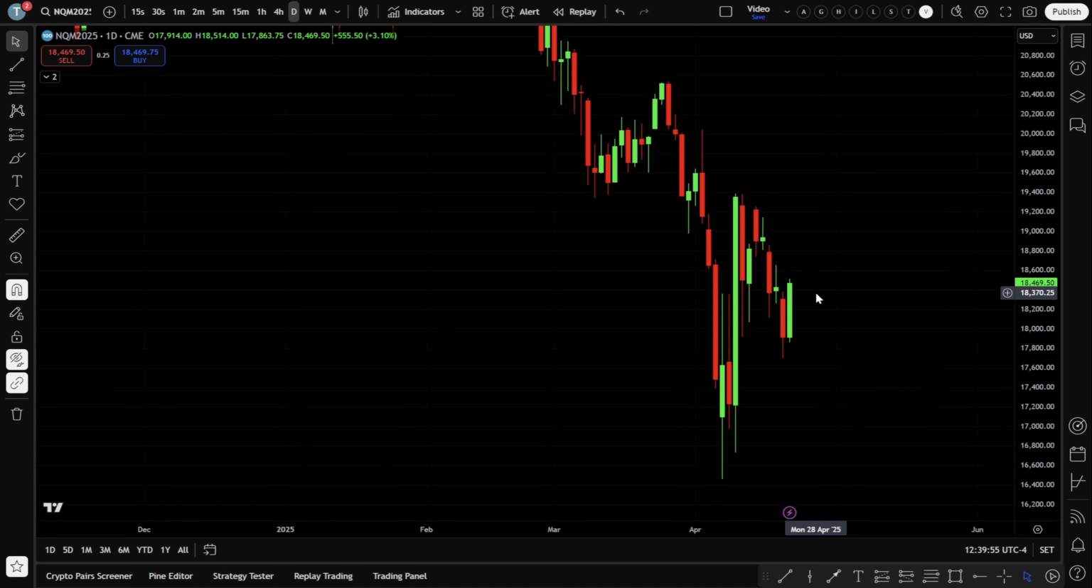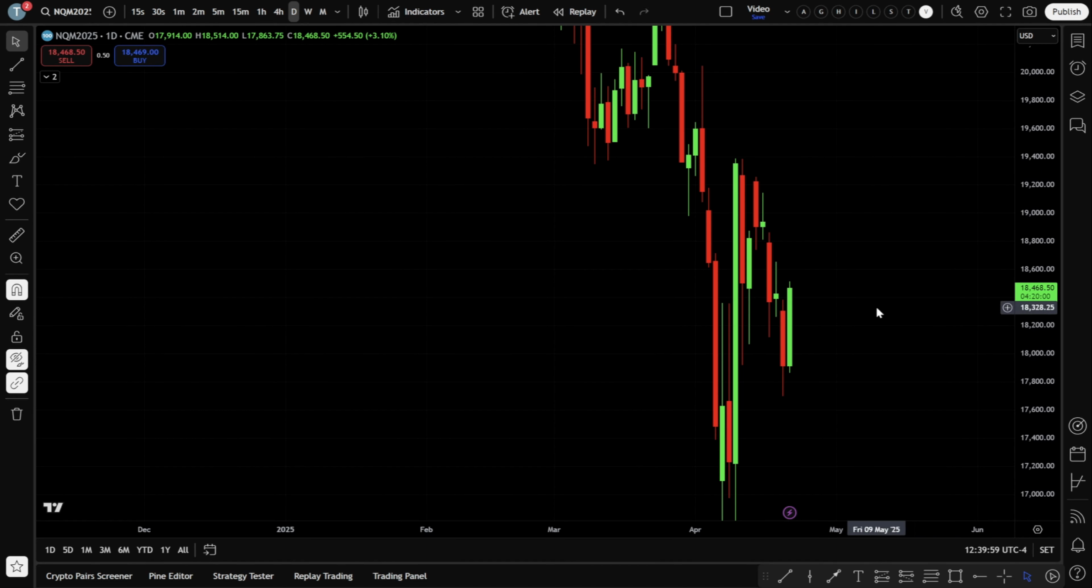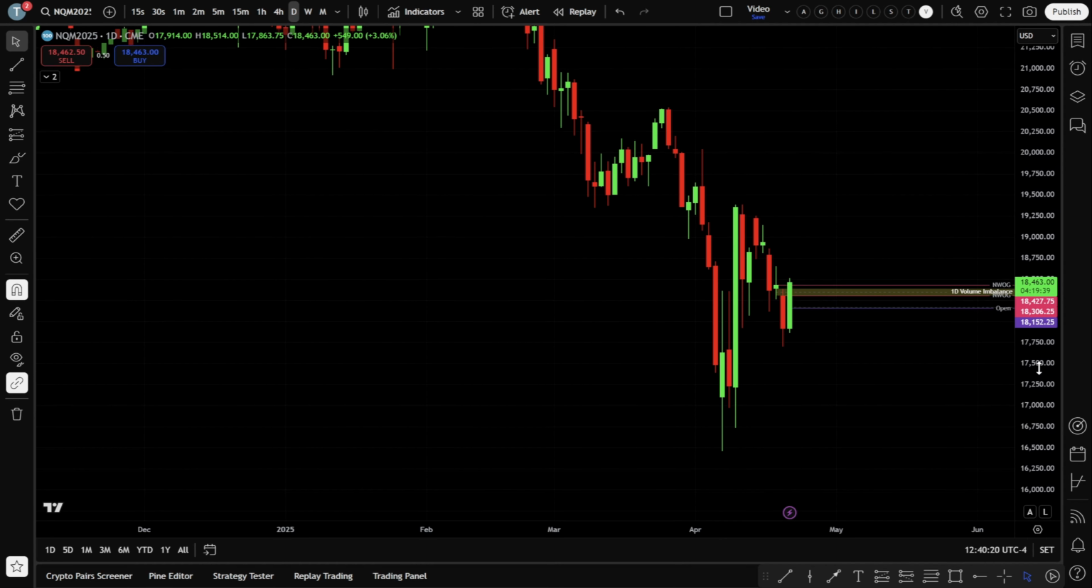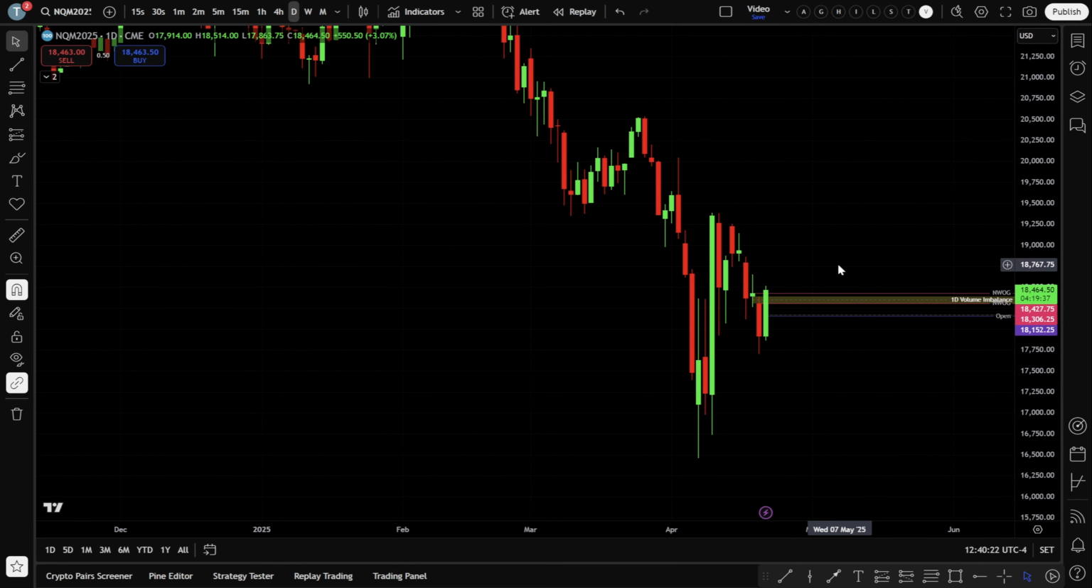Here we have the daily chart. I want to note the daily volume imbalance we have right here, highlighted in yellow, and our new week opening gap here, here, two pink lines. It's going to be our draw on liquidity for today.